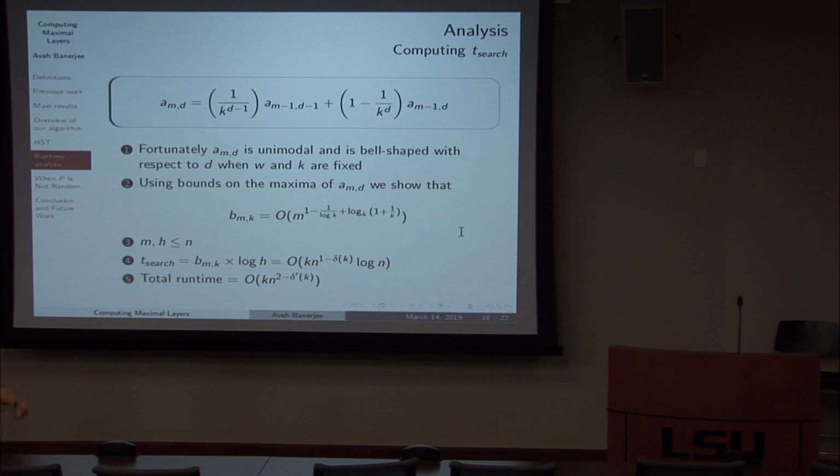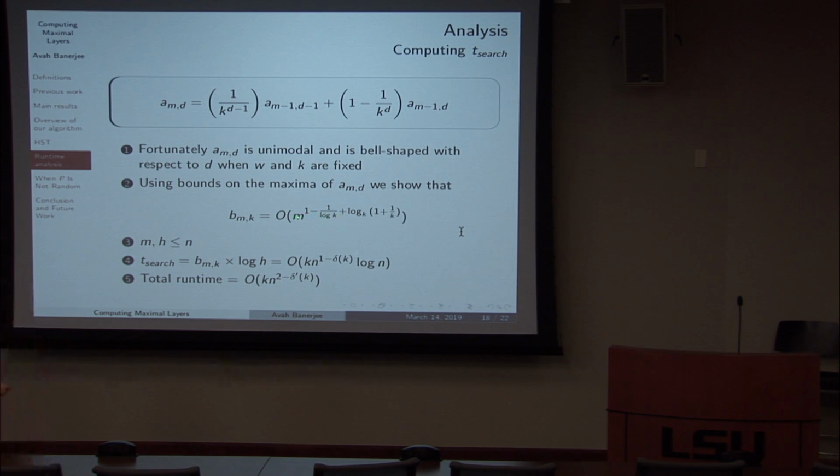Again, that involves lots of algebra. And once you do that, you get this expression for BMK. Remember, the BMKs were the sum of the AMDs, because BMK is the number of nodes visited, and the AMDs are the number of nodes at a particular depth. So you have to sum it over all depths.